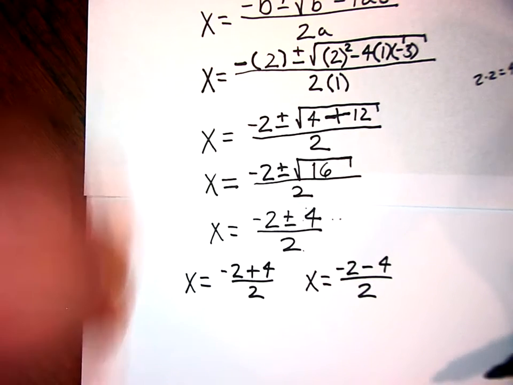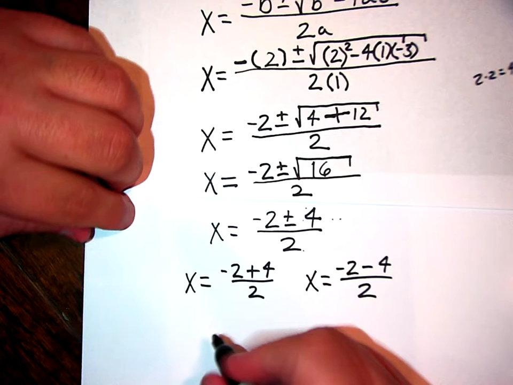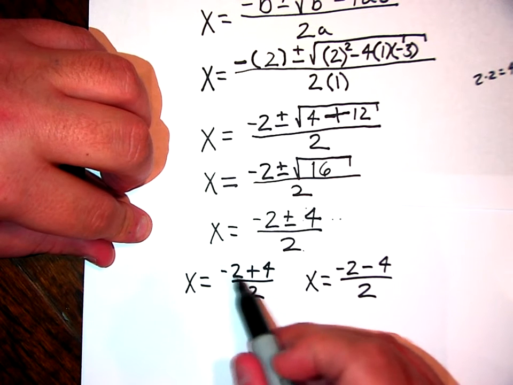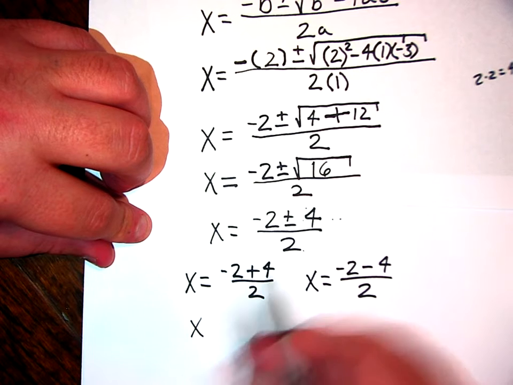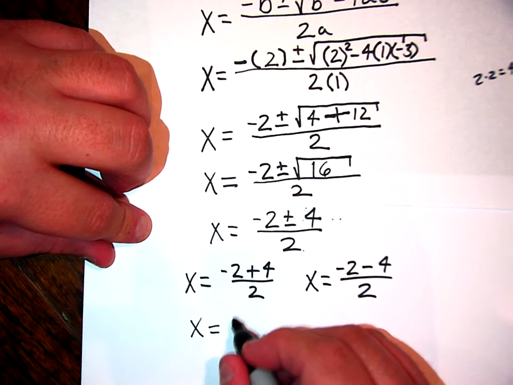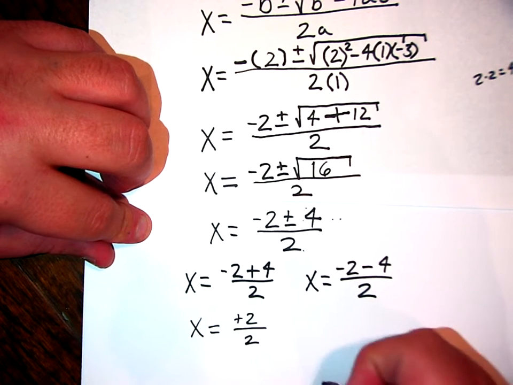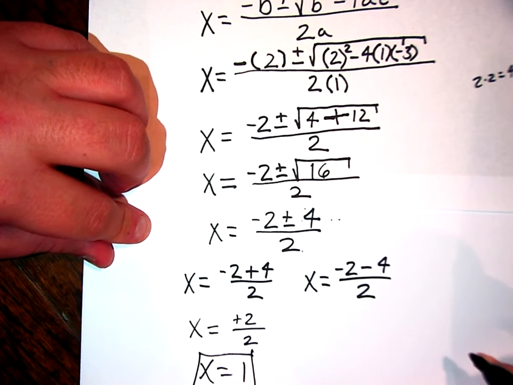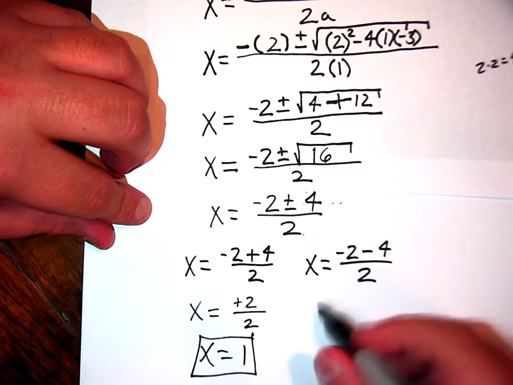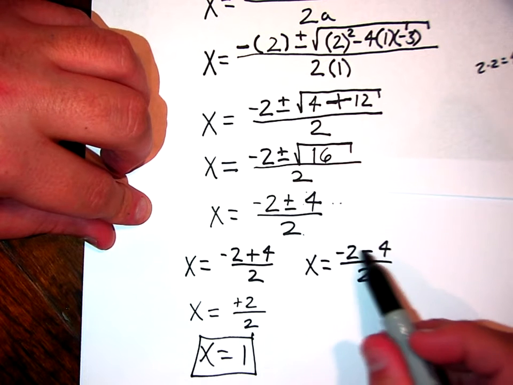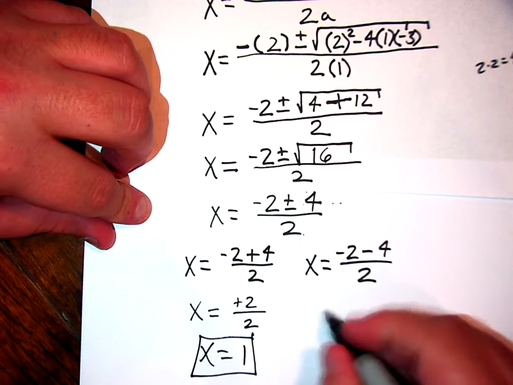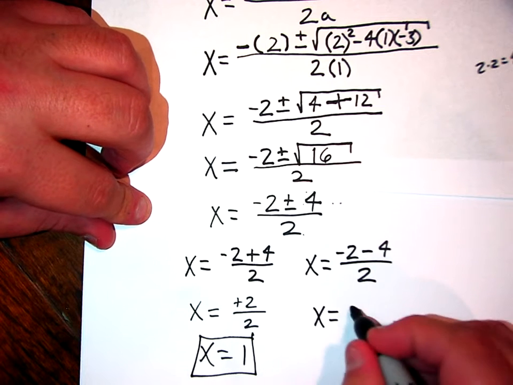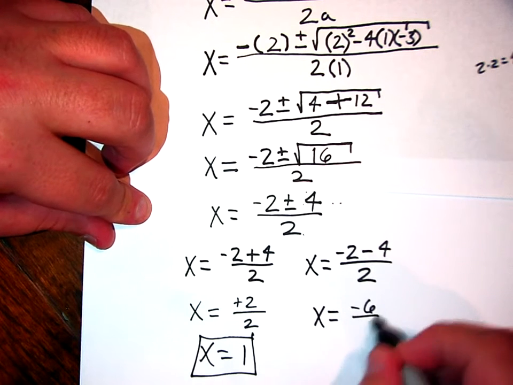So now that we've done that, we can finish the simplification down to a number, or a fraction. So this negative 2 plus 4 is going to turn into positive 2 over 2, which is just going to equal 1. So that's one of my roots, my solution. And then over here we have x equals negative 2 minus 4 over 2. We know that negative 2 minus 4 is going to give us a negative 6, and that's going to be divided by 2 here.